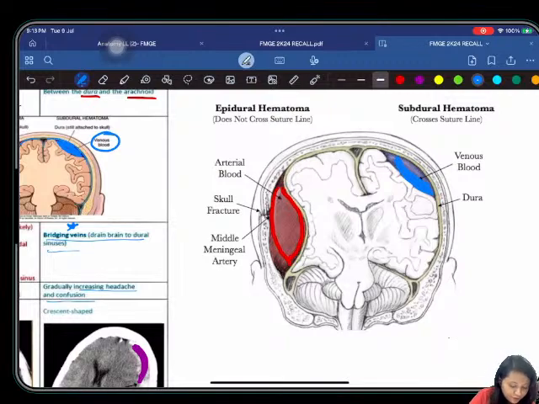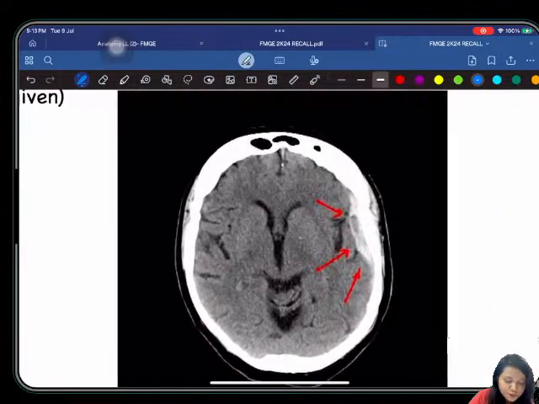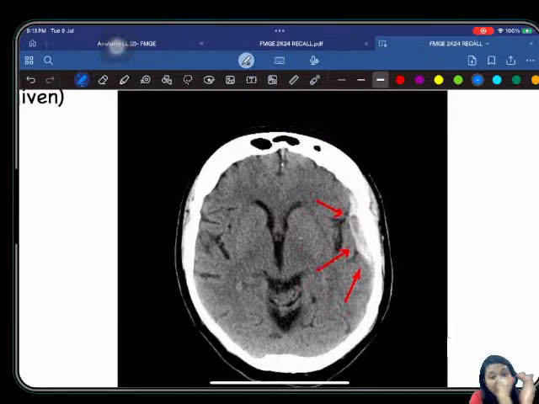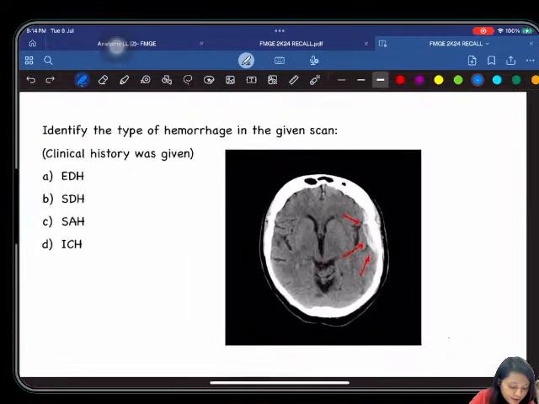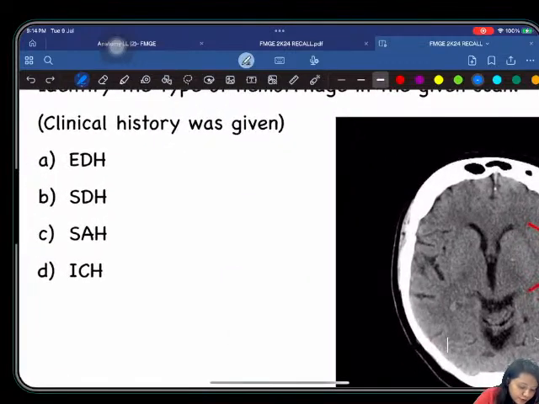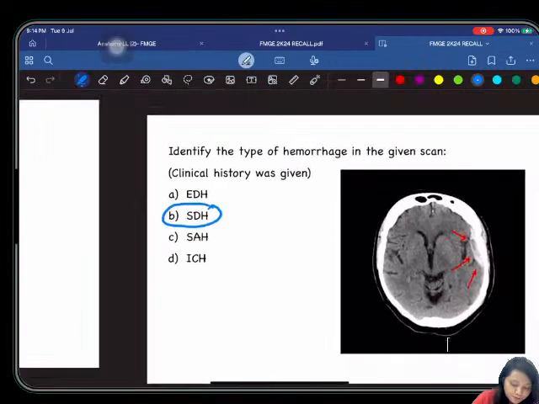So in the question you can see that there is no skull fracture. First and foremost, no skull fracture here, because if it were an epidural hematoma, there would be a big biconvex hematoma and a skull fracture involved. Here there is no skull fracture, and you can see a semilunar crescentic shape hematoma, and that's why the answer is subdural hemorrhage or subdural hematoma.